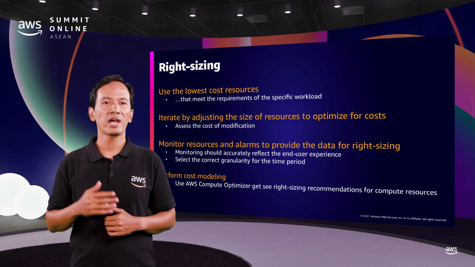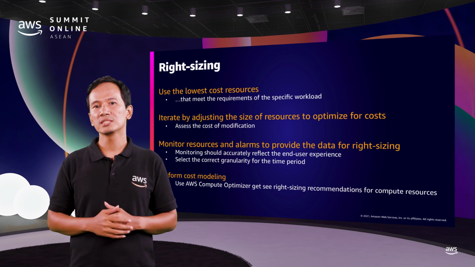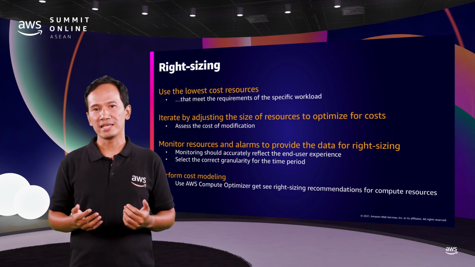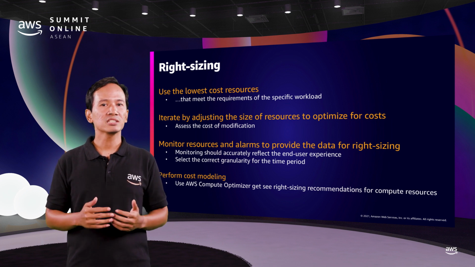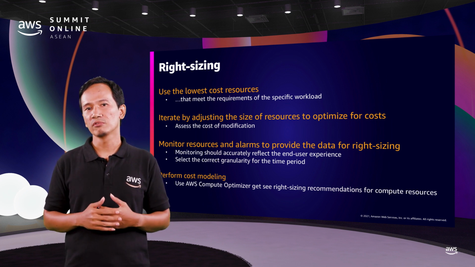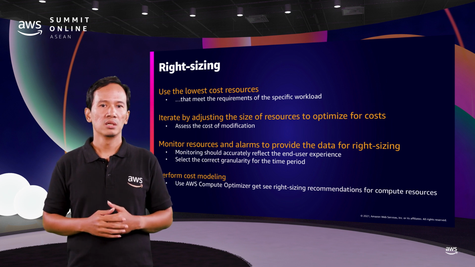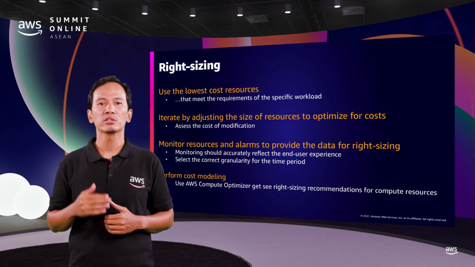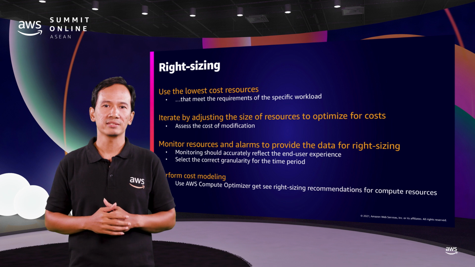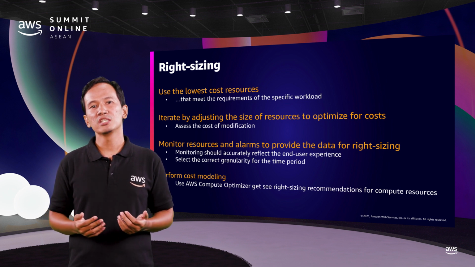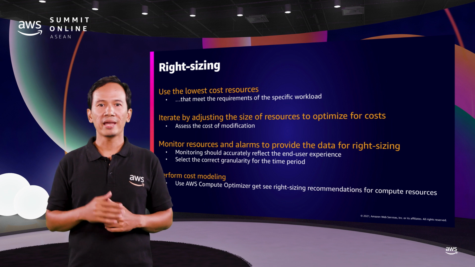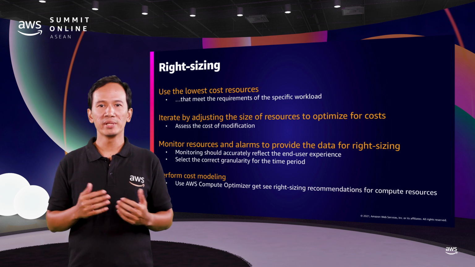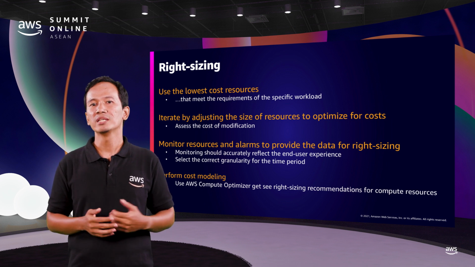That is the reason why you have to use the lowest cost resources that meet the requirements of the specific workload. We call this right sizing. You should perform a test of your workload and adjust the size of resources to optimize for cost. Monitoring resources while you test is also important for selecting resource size or type based on workload and resource characteristics. Another best practice is to perform cost modeling. AWS Compute Optimizer can help you by providing right sizing recommendations for compute resources based on historical usage.